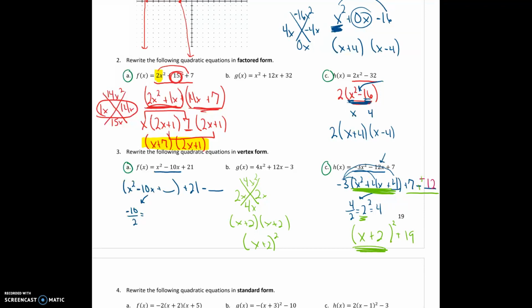I don't want you to do all this though. I want you to see that this 2 goes here. And then that negative 3, I'm going to put back.